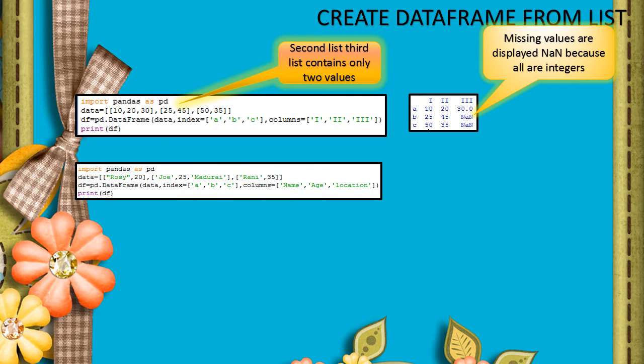So the next one is a nested sublist only. Here, row C20 is the first row, Joe 25 Madurai is the second row, and Rani 35 is the third row. And the column titles are name, age, location. So the row labels are A, B, C.